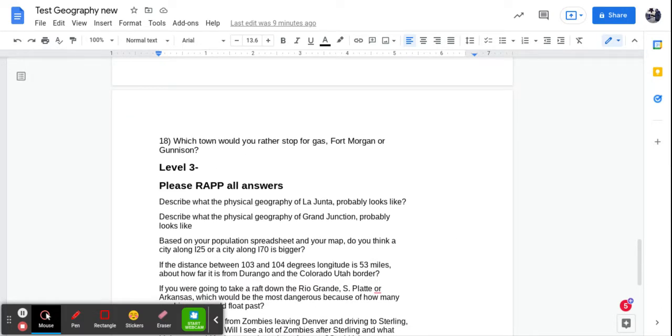And the last level 2 question. Which town would you rather stop for gas? Fort Morgan or Gunnison? If it was a zombie apocalypse, which town would you rather stop for gas? Fort Morgan or Gunnison? Let's pause there for level 3.